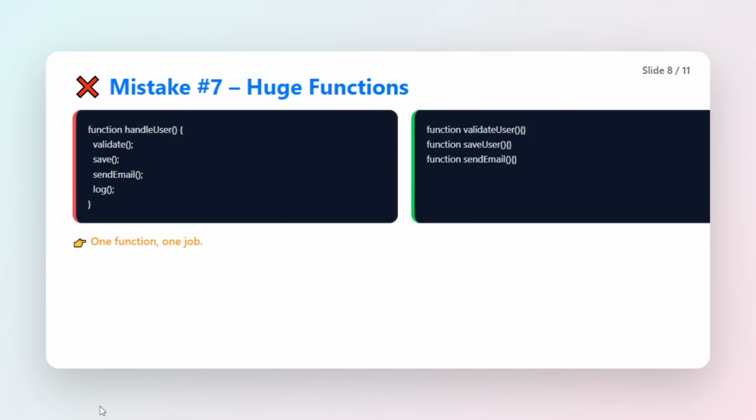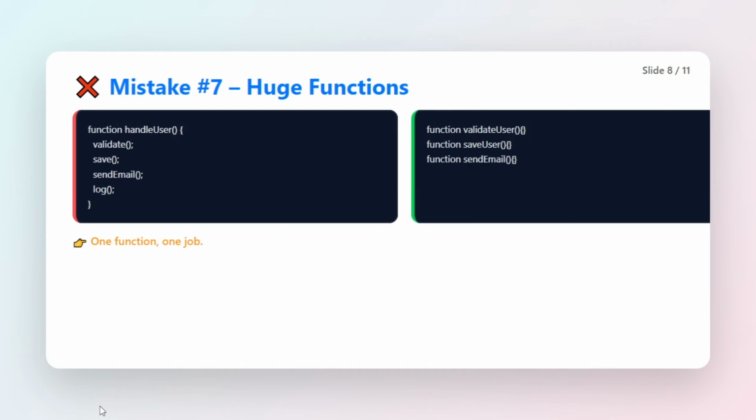Your job is to write code that future humans can understand, including future you, who will not remember what you were thinking today. So if your function needs a comment to explain what it does, that's usually a sign it's doing too much. Split it up. Your code base will instantly feel lighter. All right, now that we've broken up our monster functions, let's move on to the next mistake, not using built-in array methods.